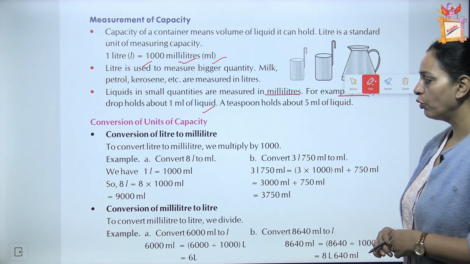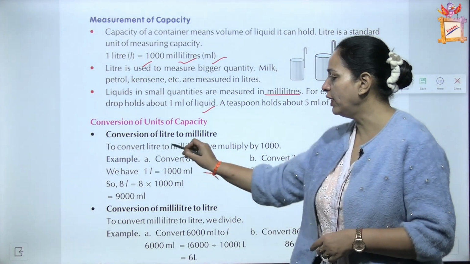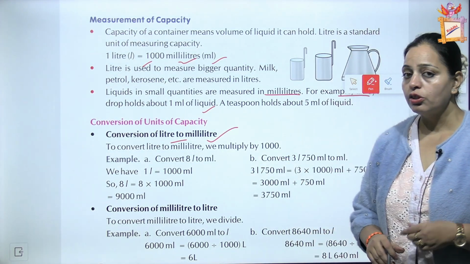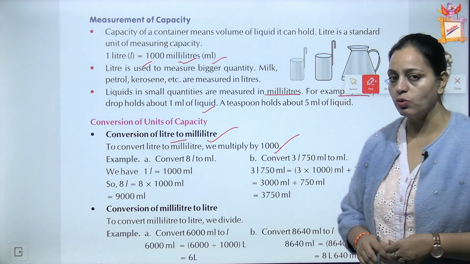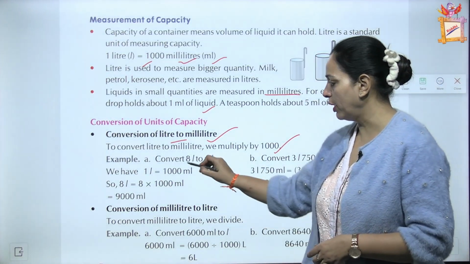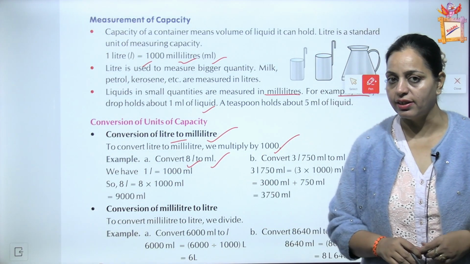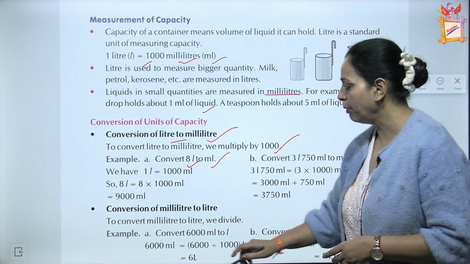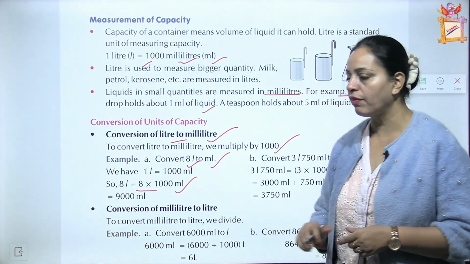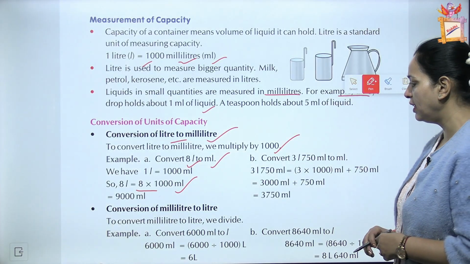Now conversion of units of capacity, conversion of liter to milliliter. To convert liter to milliliter, what to do? Multiply by 1000. See example, convert 8 liter to milliliter. You know 1 liter is 1000 milliliter. So 8 liter means 8 multiply by 1000, 8000 milliliter.